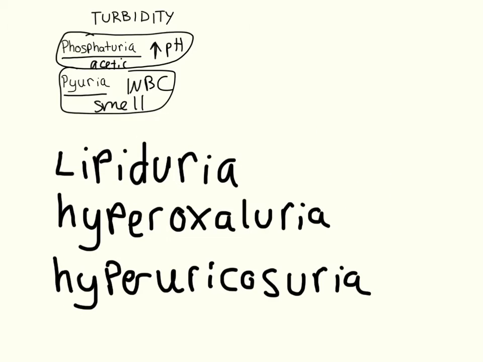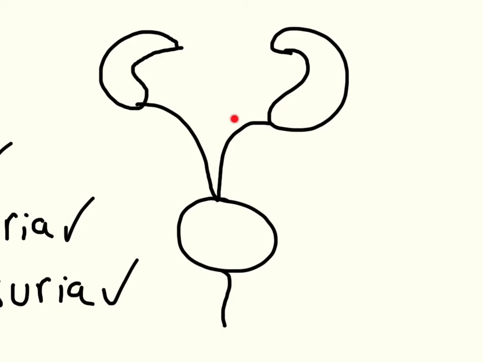There are 4 other very rare causes of a turbid urine. You can have lipiduria, which is high lipids, just like it sounds, hyperoxaluria, and hyperuricosuria. The 4th one, I'm just going to have to draw it for you. So here you have your kidneys, ureters, bladder, urethra, and then you have this uncommon little lymph node that for some unknown reason is connected to the urinary tract. So whenever you have a lymph node connected to the urinary tract, you can get lymphocytes in that urine even without an infection, and it will cause it to turn turbid.